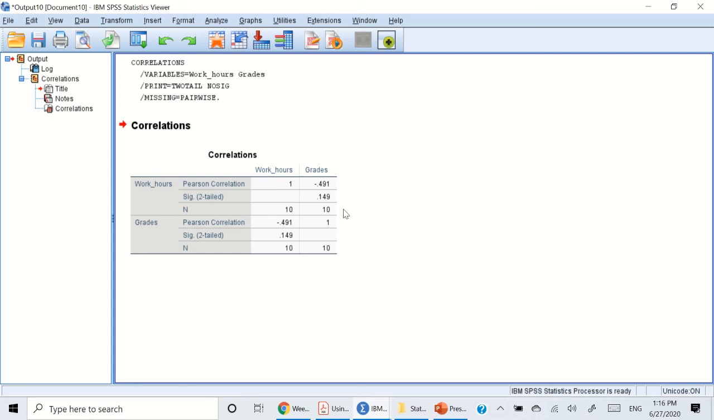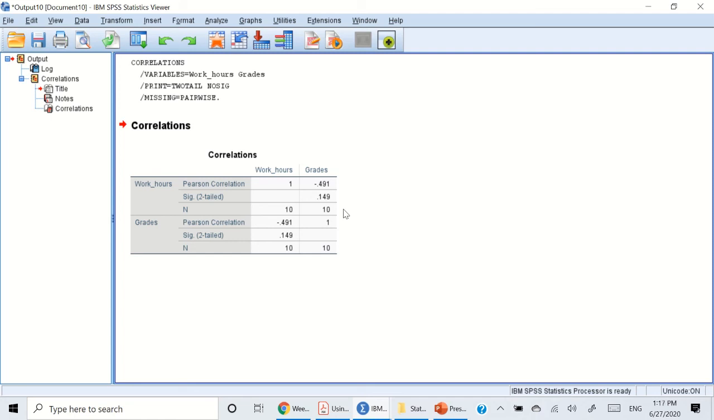Now is this significant? Let's think about it. Is it greater than or less than 0.05? It's greater than 0.05, right? So it does not reject the null hypothesis, which means that there is no significant correlation between the hours worked and the grades.